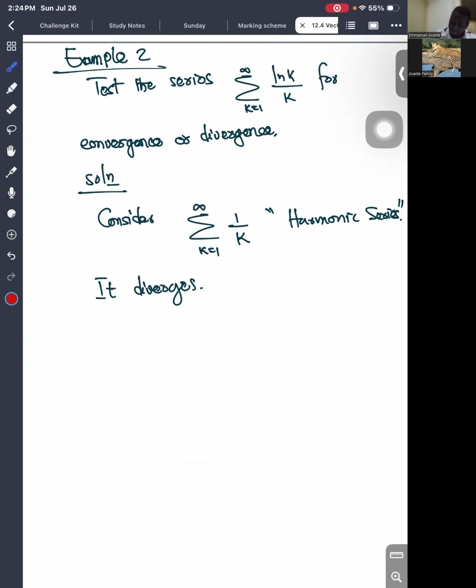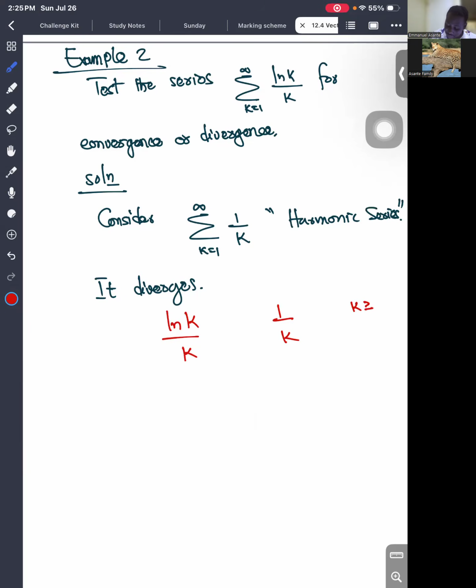And then you look at the relationship between the sequence that you were given and the sequence of the series that you constructed. Which one is greater? Which one is smaller? Well, they have the same denominator, so everything is determined by the numerator: natural log of k, for k greater than or equal to 1.